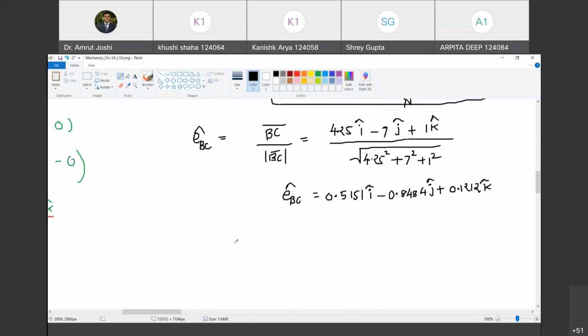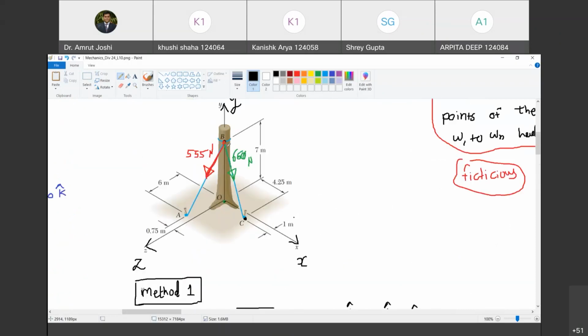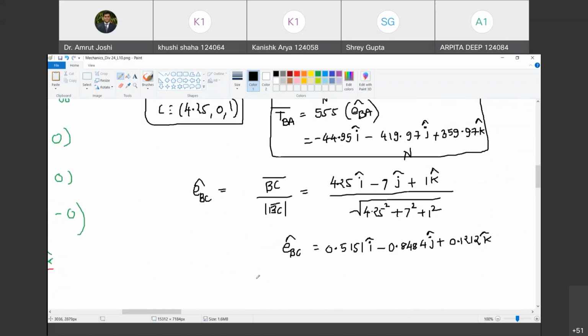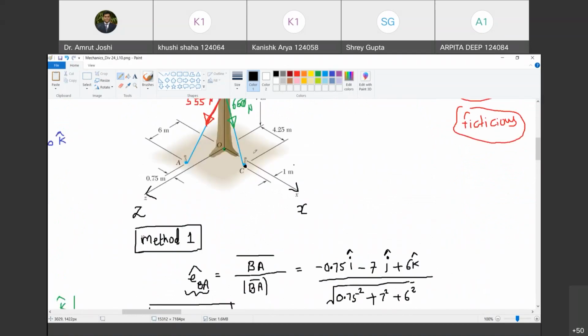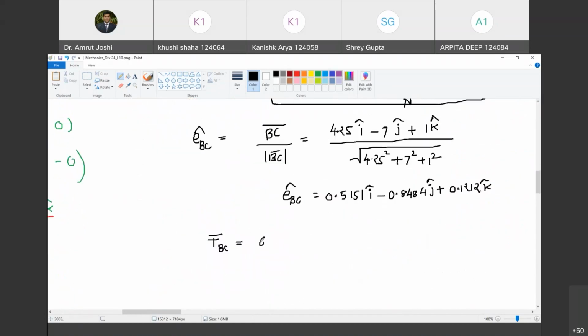Now how do I write the tension in cable BC? I am going to write that as TBC bar. Are you with me? Yes, sir. And that will be written as the magnitude of TBC bar, which is 660 Newton, multiplied by EBC cap. Is my voice clear or is it breaking? Sir, it's clear. Okay.